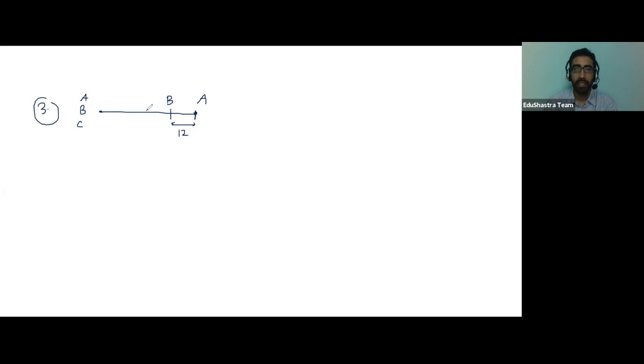And C by 18 meters, which means B and C are a further 6 meters apart, which is how A will beat C by 18 meters. Now, it is important to note that B hasn't reached the finish line yet, but when B does reach the finish line, the question says that B beats C by 8 meters.